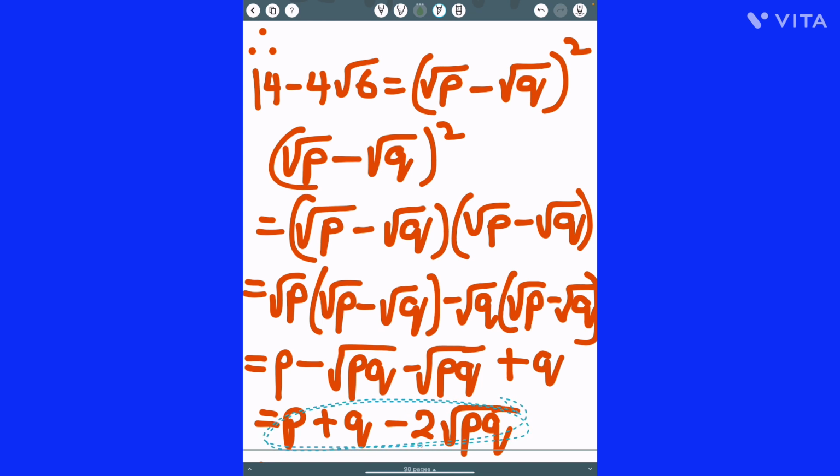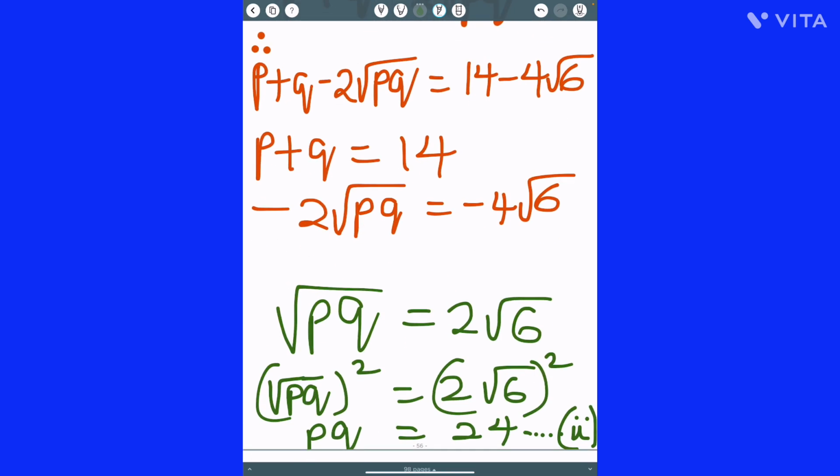I explained this in the first example. Minus root pq minus root pq will give you minus 2 root pq. So on rearranging, you get this. After doing that, we now equate p plus q minus 2 root pq to 14 minus 4 root 6.